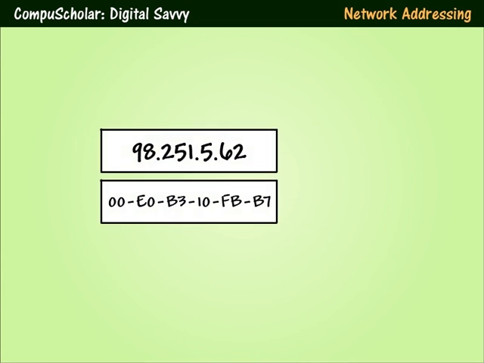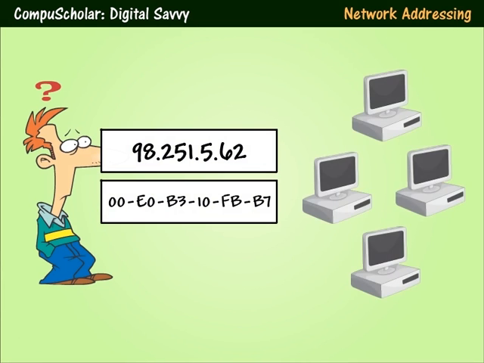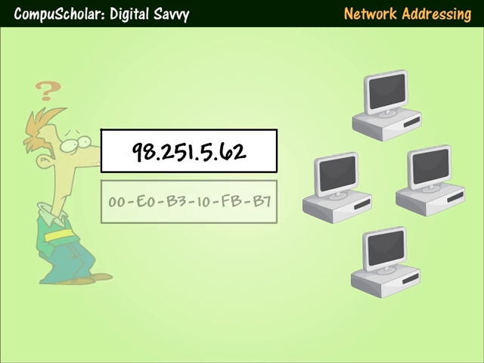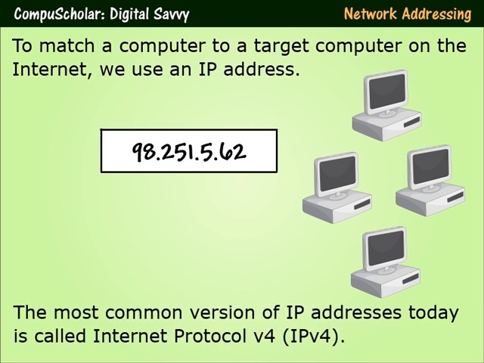MAC addresses can uniquely identify a computer on a LAN, but nobody really knows how to match up a MAC address to a target computer from further away. Now that's why a second set of unique identifiers called IP addresses are used. And there are a few versions of the IP address, but the most commonly used today is the Internet Protocol version 4, or IPv4 for short. An IPv4 address is a 4-byte identifier commonly written in decimal form. Each byte is separated by a dot.